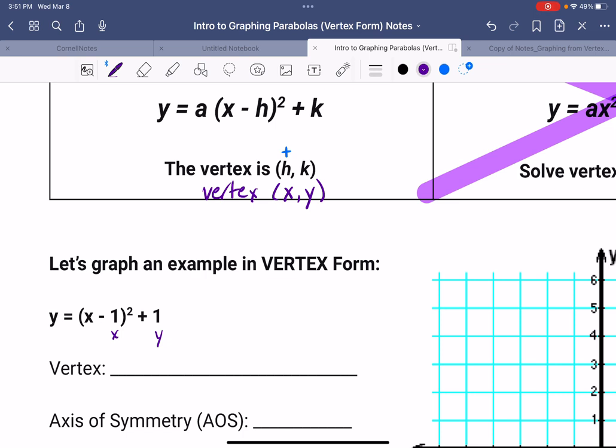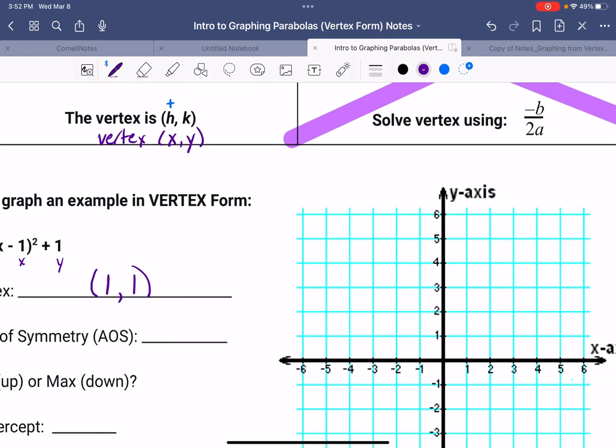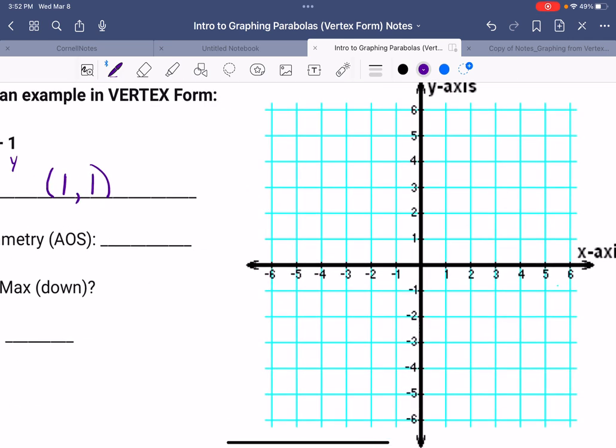Now, the trick is, remember, with our x, what value do I put in for there? Well, it says -1, but we're going to go opposite. This is what you have to know. You got to go opposite, comma, and then your y stays the same. So my vertex is 1, 1. Take a moment to look at that. 1 is my x, 1 is my y. Let's go over to our graph and graph it.